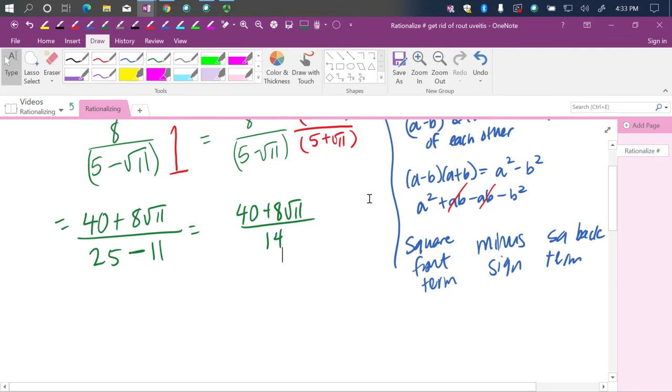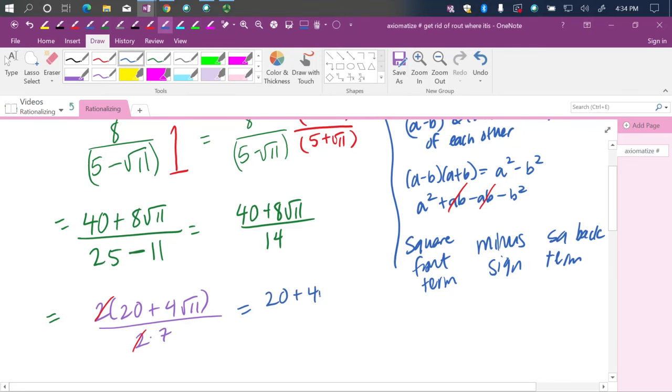14? Now, you could simplify this a little bit. You could reduce this. If you notice, you have a 40, an 8, and a 14. There is a greatest common factor among all of those, so we can reduce this if we want to. 40, 8, and 14 have a greatest common factor of 2. So you can factor out a 2. 2 times 20 plus 4 root 11. And then 14 is 2 times 7. So the 2's cancel. And you're left with 20 plus 4 square roots of 11 over 7.